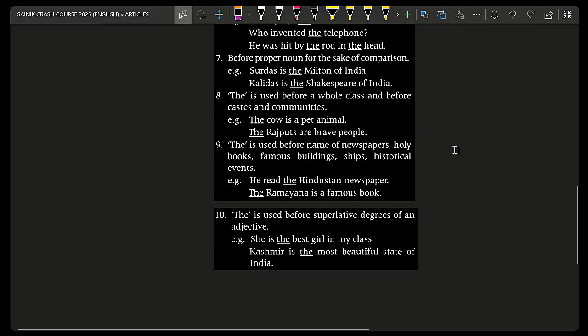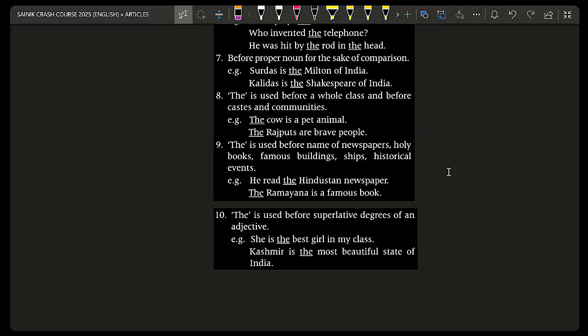The is used before superlative degrees of an adjective. This one you have already discussed in the adjective chapter, that is positive, comparative, superlative. Whenever you are using the superlative degree of an adjective, before that you must use the, because there is only one specific thing. She is the best girl in my class. The best word indicates that it is the superlative degree, and there is only one best. So it becomes a specific thing, and we are going to use the.